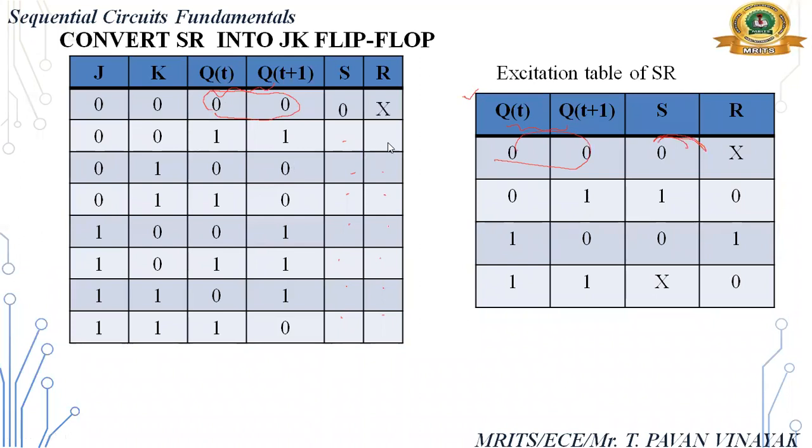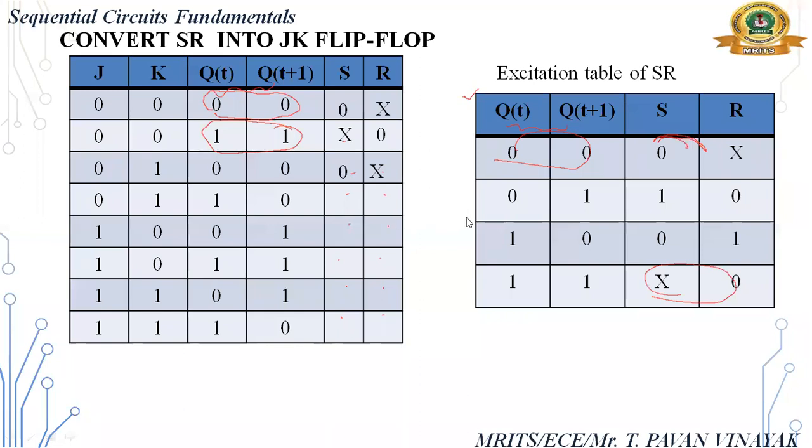Next, for 1 1, don't care 0. So write down that value. Again we have 0 0, which means 0 don't care. Next we have 1 0. For 1 0, what is the value?